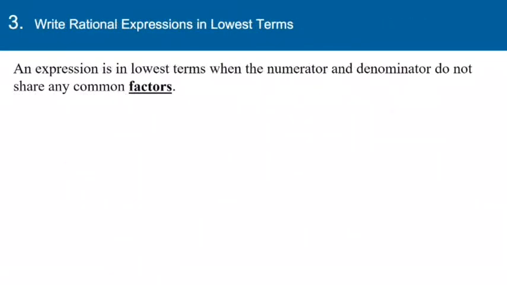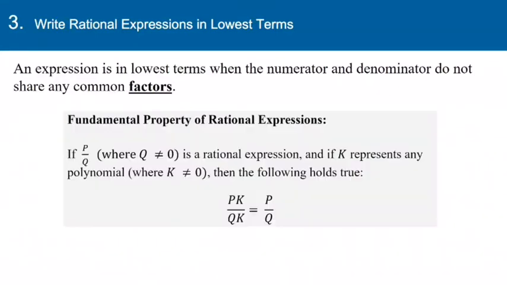Okay, let's talk about how to write a rational expression in lowest terms. This is exactly the same as simplifying a fraction when you don't have any variables. You simplify rational expressions the same way you simplify fractions. So an expression is in lowest terms when the numerator and denominator do not share any common factors. This is what your textbook calls the fundamental property of rational expressions.